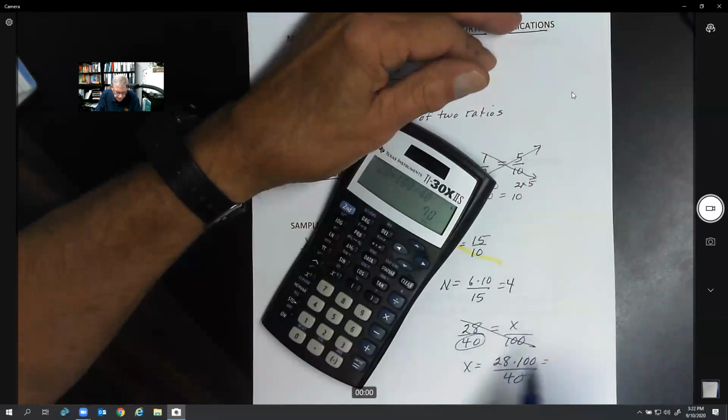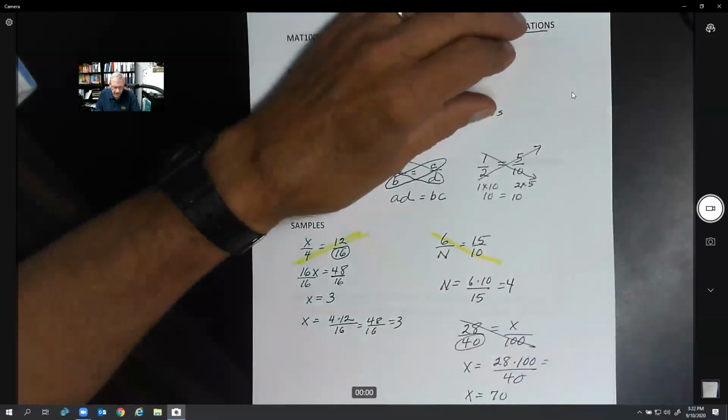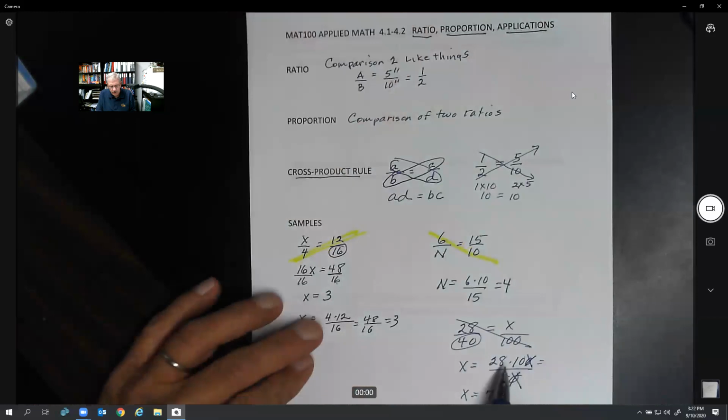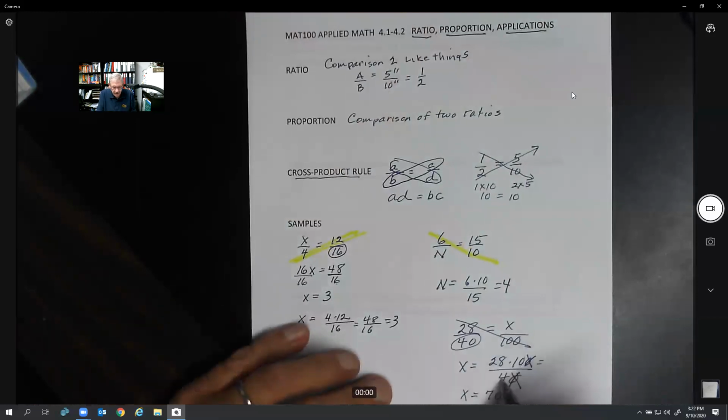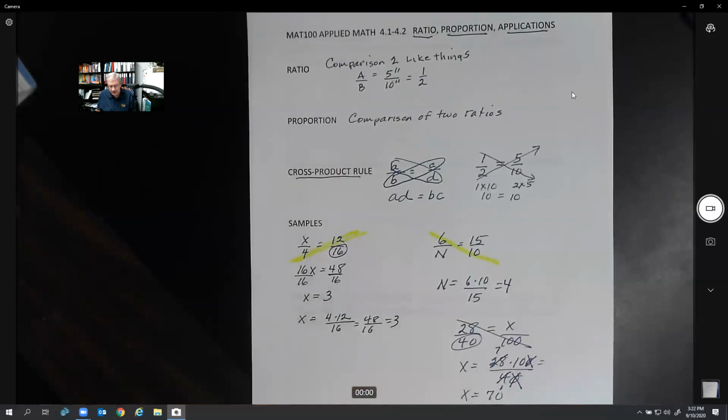70. And there's my answer. One thing I could have done on this is I could have marked off these two zeros, and I would have had 28 times 10. I could have divided 4 into 28 7 times and got 7 times 10 is 70 if you wanted to save a little bit of time.